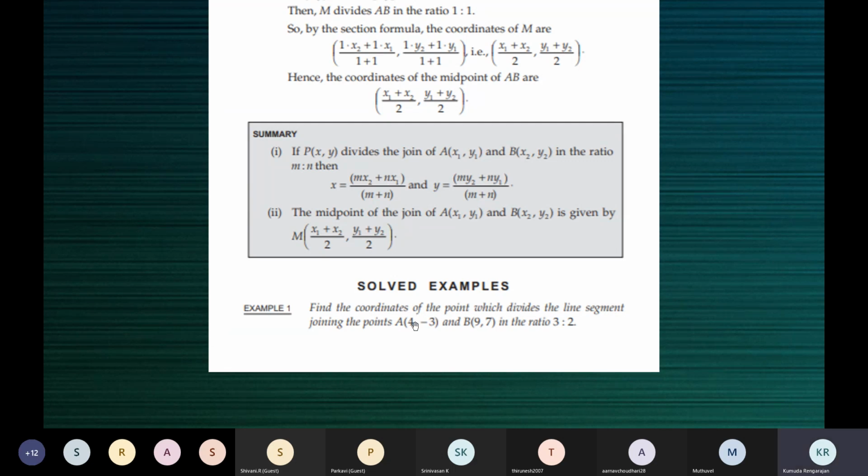Now remember, the coordinates of A make x1 and y1. The coordinates of B make x2 and y2. Now find the x coordinate of P, children. What is x equal to? mx2 plus nx1 by m plus n.